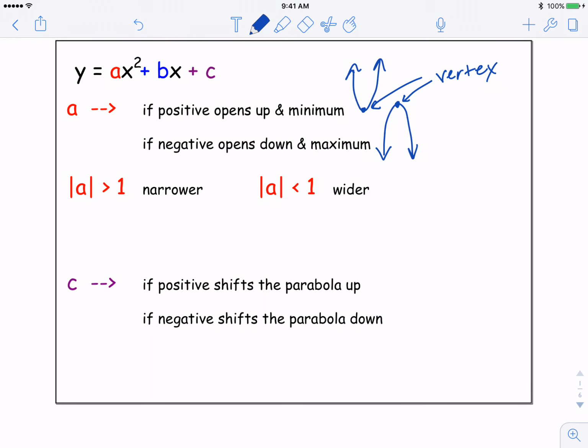If the absolute value of a is greater than 1, then this parabola is going to be narrower, meaning it's going to be a very skinny U, whether that's opening up or opening down. If the absolute value of a is less than 1, it's going to be a much wider U, looking something like these parabolas. That c value at the end is going to shift the parabola either up or down from the origin.